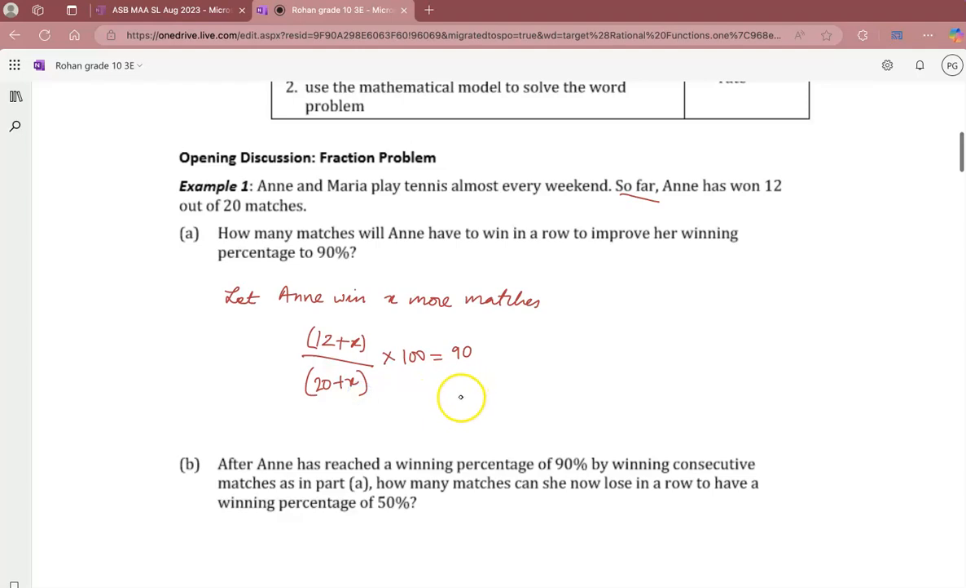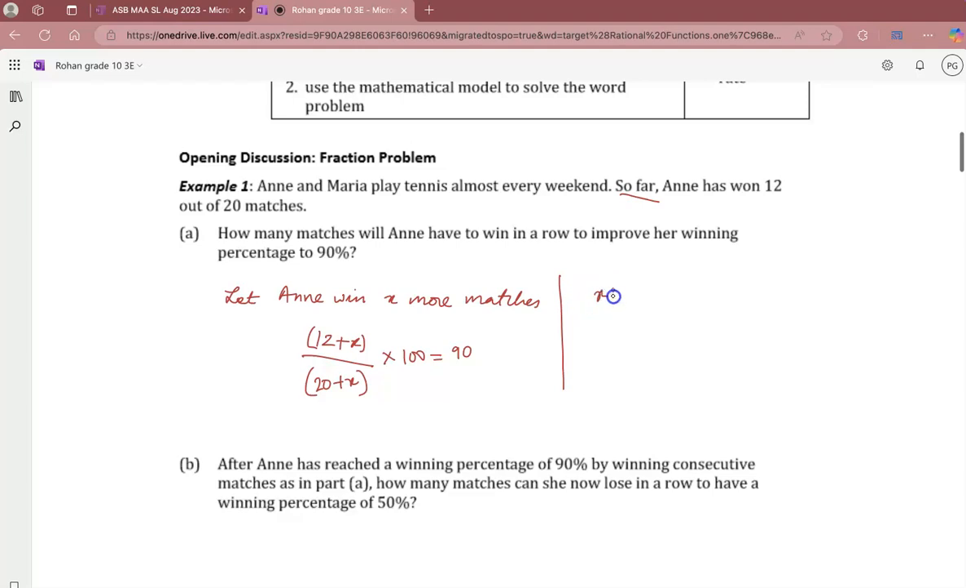So it's just the same thing. Are you following that? So now you solve for X. See, Anne has to win X more matches. Now, if she has to win X more matches in a row, obviously you have to play X more matches. The total has to go up at the same time, and this upon this into 100 to convert to percentage.